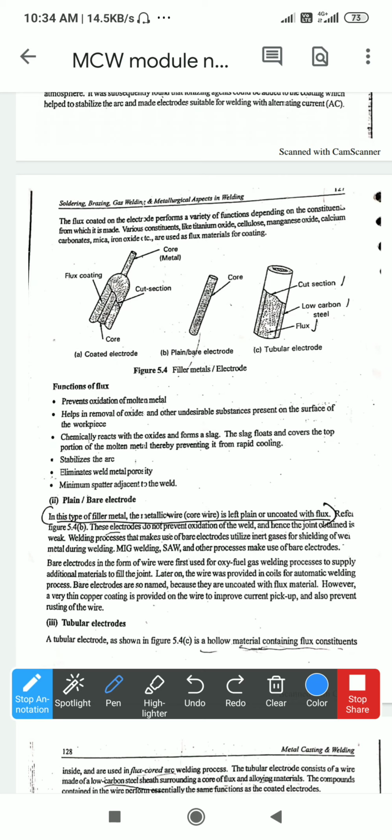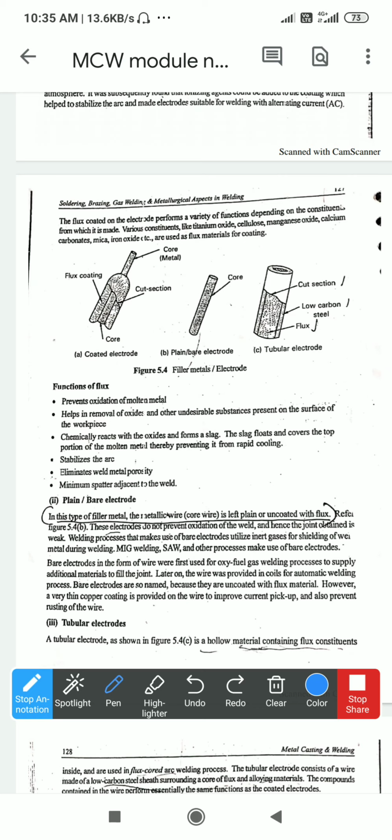Next, eliminate the weld metal porosity. So what does porosity mean? Porosity is a casting defect. If any atmospheric gas enters the casting, then when the casting is removed, the gas comes out and a hole is produced there. That is called porosity. In the same way in welding, any atmospheric gas that could enter the weld metal is avoided by this shelter. So that is the role of the flux.